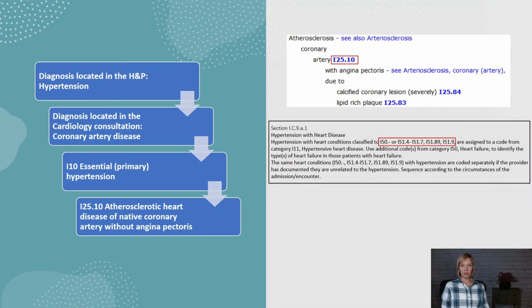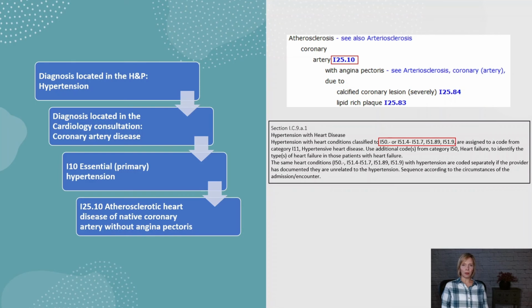I want to emphasize that the connection between hypertension and heart disease is only applicable to the specific codes mentioned in the guideline and that are linked in the alphabetic index by the term "with." It's important to note that there are various other types of heart disease that are not covered in the guideline, and therefore there's no assumed link to hypertension for those conditions not mentioned in the guideline.